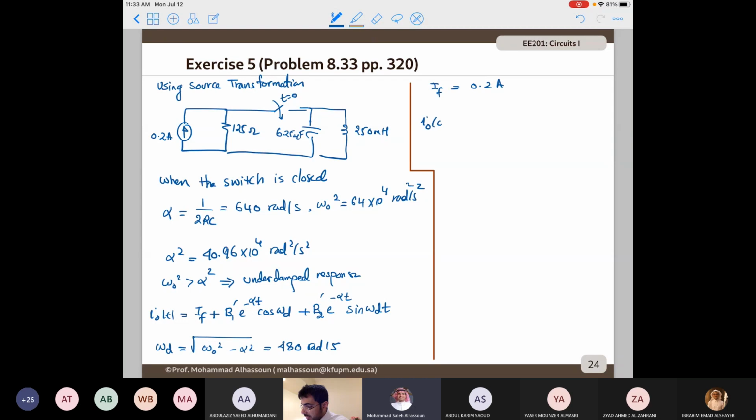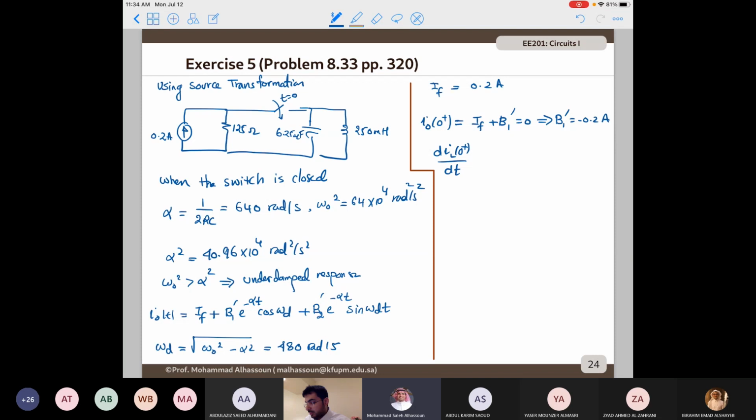So if we take this and substitute, we see that you have I final plus B1 prime, and this one is equal to 0. So B1 prime is equal to minus 0.2 amperes. Excellent. Now, we need to find the derivative of this with respect to time.